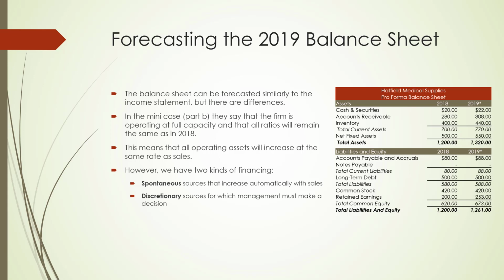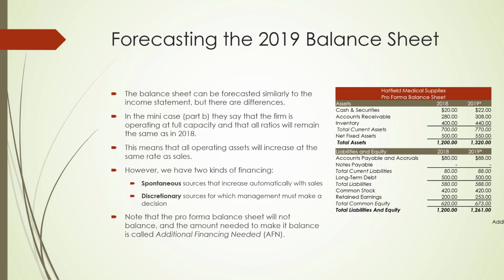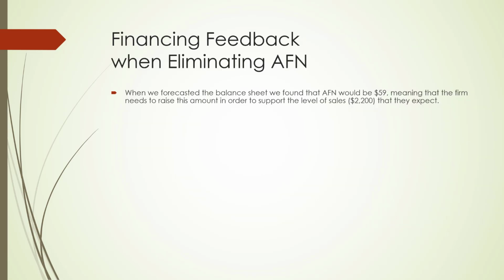And we call this AFN, which stands for additional financing needed. In this case, you can see that AFN is 59. So if we add 59 to the 1261, we get 1320, and that would make the balance sheet balance. Now, that 59 that we need in discretionary financing, or AFN, has to be raised in some way in order to support the level of sales that the firm expects.